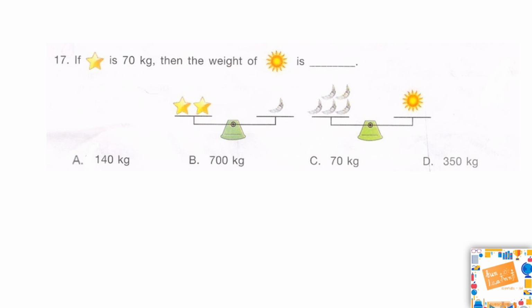Let's go to our next question. If star is 70 kg, then the weight of sun is what? So look at this figure here and try to get the answer. Is the correct answer option A 140 kg, option B 700 kg, option C 70 kg, or option D 350 kg? Remember, we need to find the weight of the sun. The time starts now.